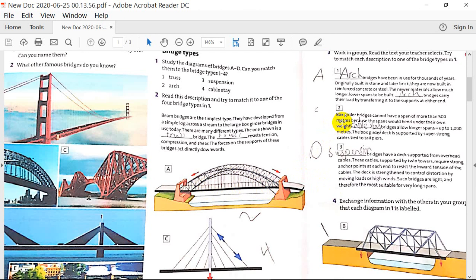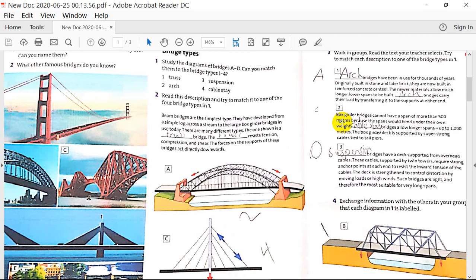Box girder bridges cannot have a span of more than 500 meters because the span would bend under its own weight. We can call it what now? Cable stay bridge. Allows longer spans up to 1000 meters. The box girder deck is supported by super strong cables tied to tall piers.